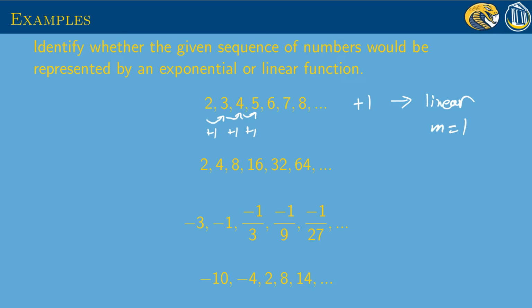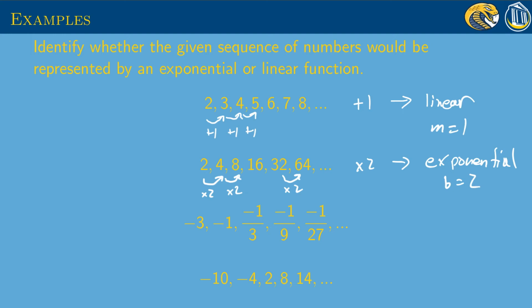On the other hand, what we are doing, as you can see, to go from 2 to 4, we're multiplying by 2. From 4 to 8, we're multiplying by 2. And indeed, for every term in this sequence, we're multiplying by 2. This means that we're dealing with an exponential function, and we could say that b equals 2, since we're doubling each time.